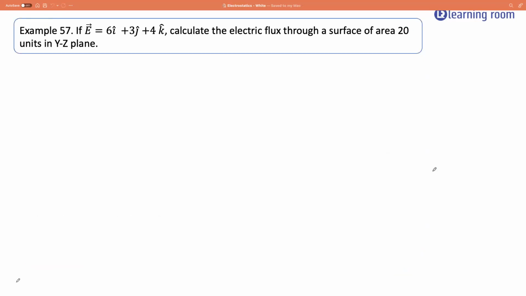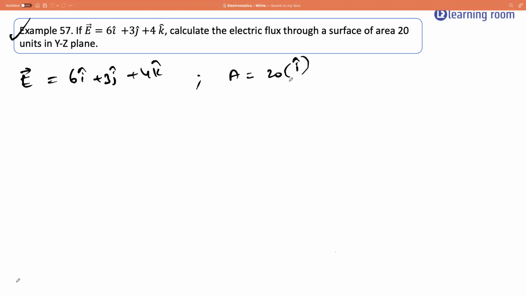Right? Now, tell me how to solve this problem. Electric field is 6i cap plus 3j cap plus 4k cap. Calculate the electric flux through a surface area which is 20 units in YZ plane. Means what? The areal vector's direction should be exact.